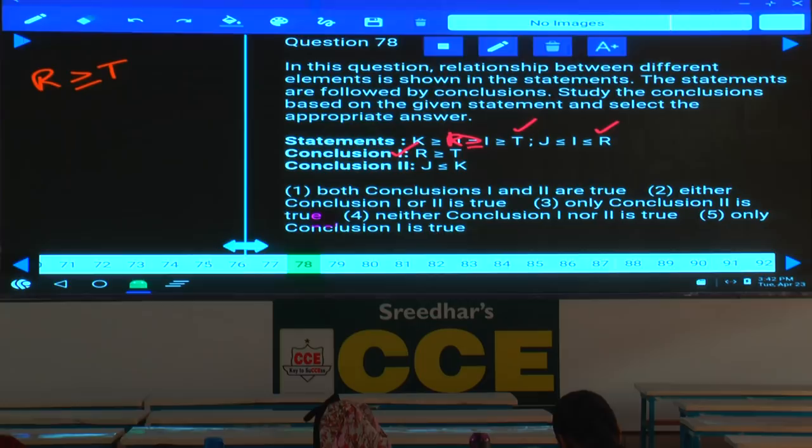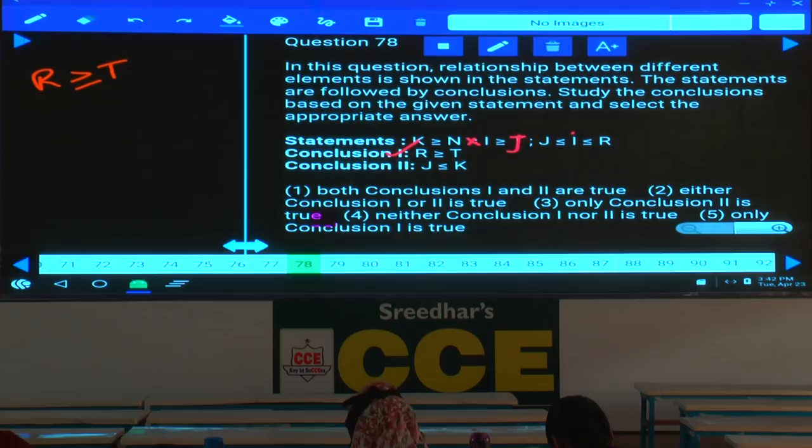Then coming to the second. Now K is here and J is here. Again, the letter which is common between these two is I. Now, K greater than or equals to I, and J lesser than or equals to I means I greater than or equals to J. So K greater than or equals to I greater than or equals to J. That means what is the final conclusion I got? K greater than or equals to J, and in the reverse, J lesser than or equals to K. Hence, what is your answer? Both the conclusions are true. That is choice one is the answer.